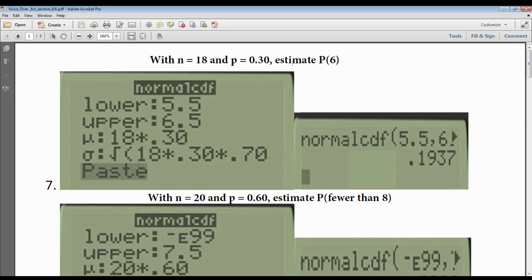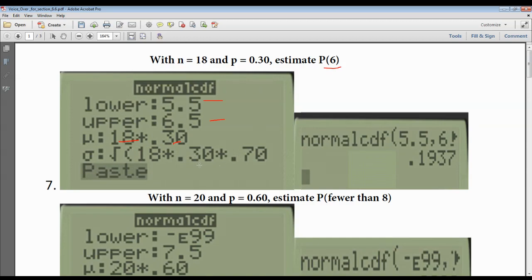P6 means exactly 6. These, I think, are the easiest ones because you take your 6, you subtract 5/10, and you add 5/10. It's everything that's in the middle. Mu is found by multiplying n times p. You know what n is, you know what p is. And then the standard deviation is the square root of n times p times q.